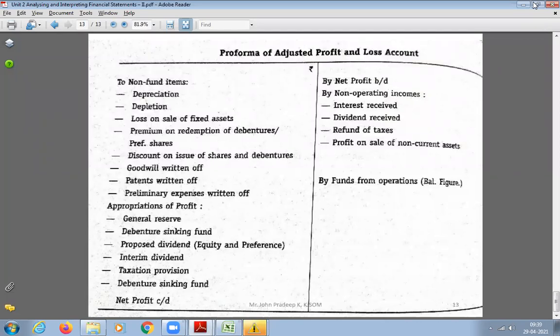Yes, sir. Okay, so you have to know the format. It's very simple. If you know the format, the moment you read the question, automatically your mind will tell you, okay, this is a non-fund item, write it in the adjusted P&L account. This is an appropriation account item, so please write it there. And these are the non-operating income, so write on the credit side. So please know the format.